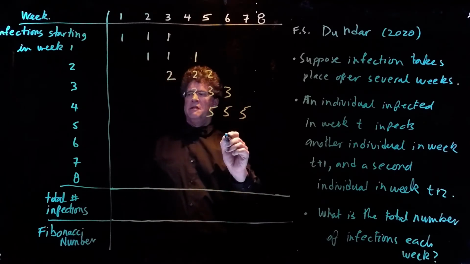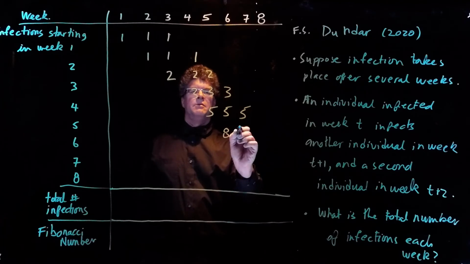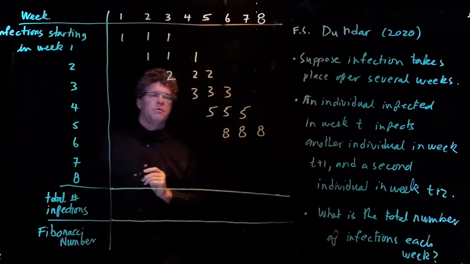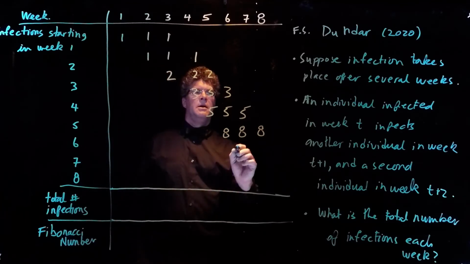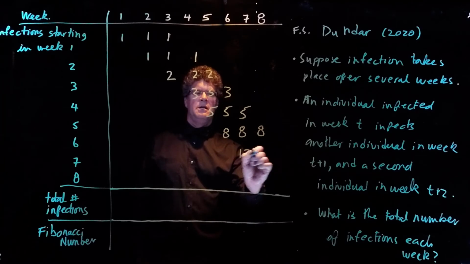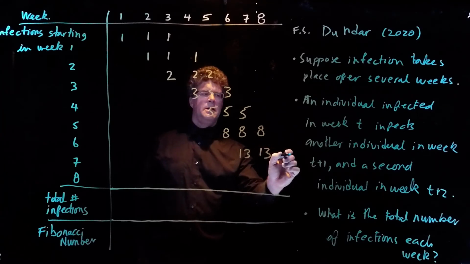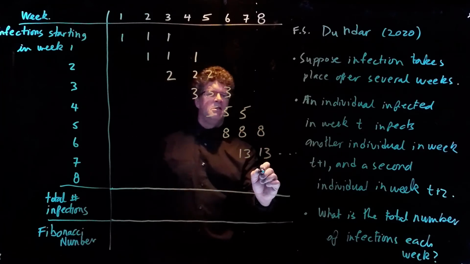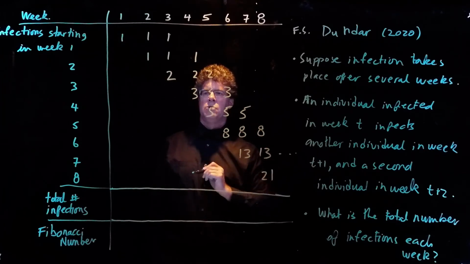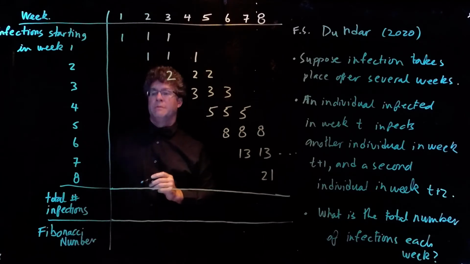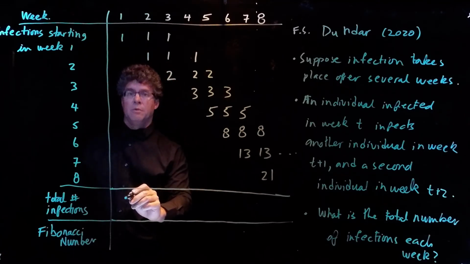In week 6, we'll see 8 individuals, and they will last the 3 weeks. In week 7, we have 13, 13, and so on. And then in week 8, we see 21. And so if we want to add up the total number of infections, in week 1, we have 1 infection.